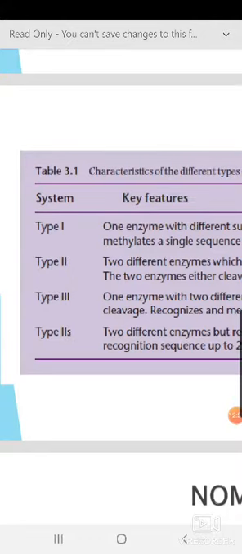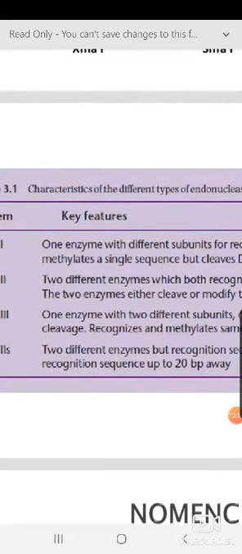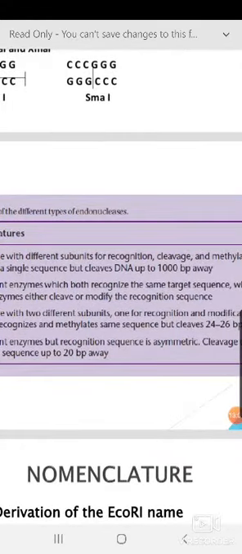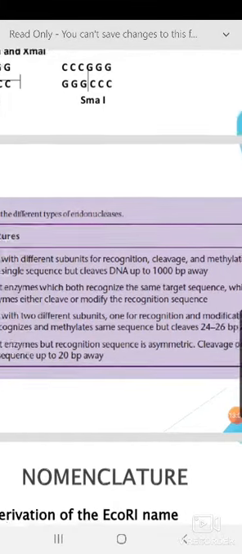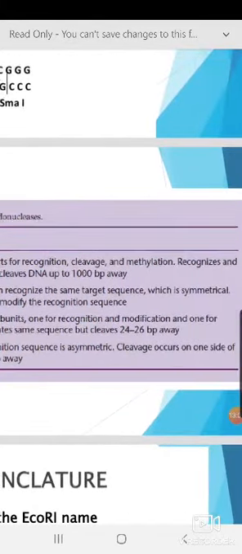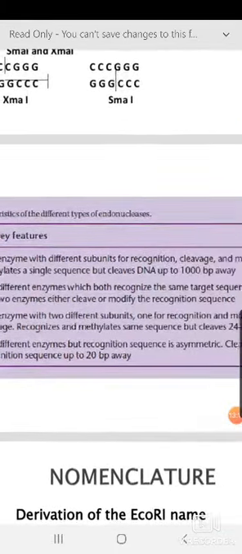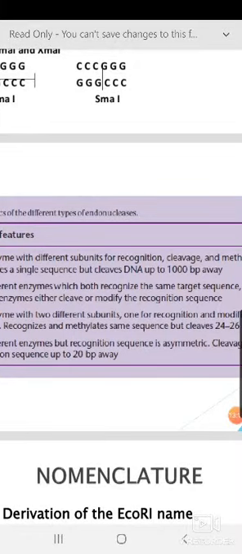Then comes the type 2 enzyme. You need to remember here it is two different enzymes, both recognizing the same target sequence, which is symmetrical, that means palindromic. The two enzymes either cleave or modify the recognition sequence. That means two different enzymes recognize the same sequence. This is symmetrical. Two enzymes cleave or modify the same sequence. It doesn't require any cofactor like ATP and SAM, S-adenosyl methionine.